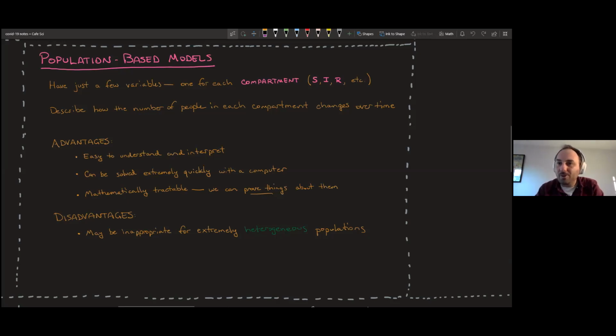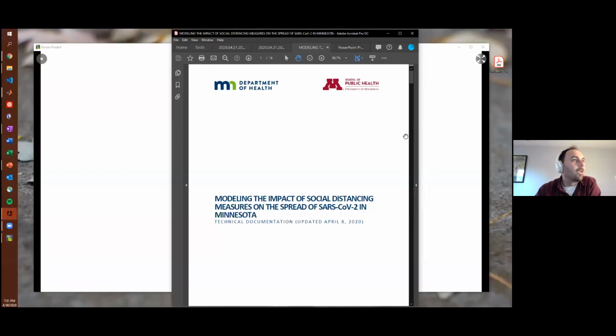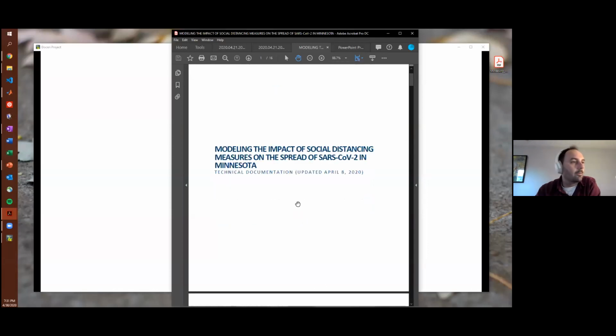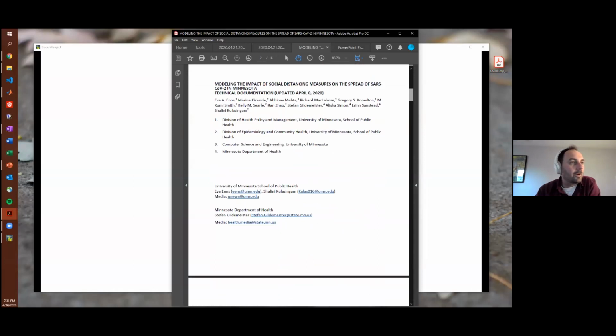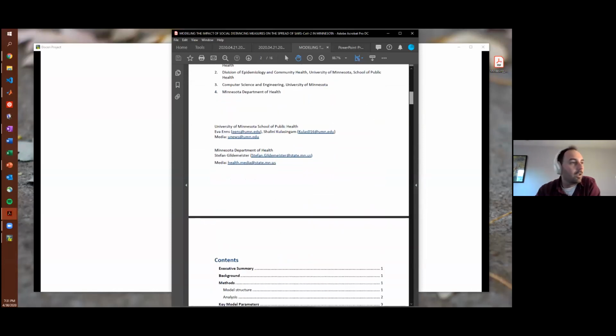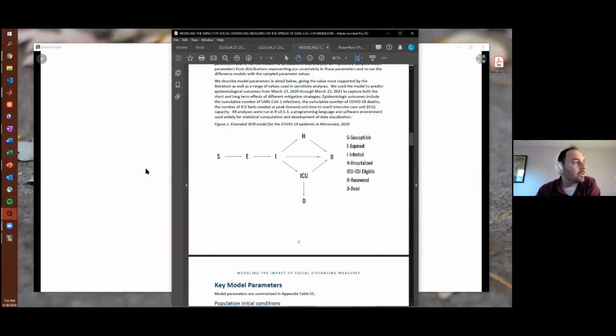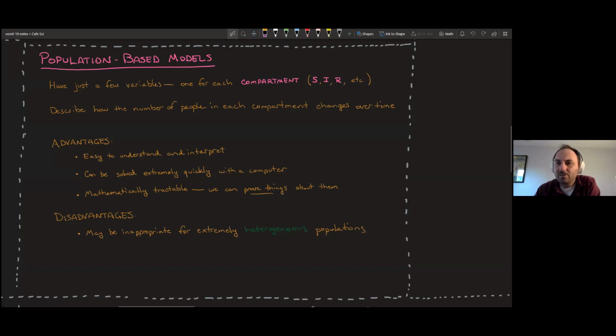Let's see, so we have another question. The question is, in Minnesota, are we using multi-modeling approaches? To be honest with you, I don't know. I don't know exactly how the governor and the Department of Public Health are making their decisions. I do know, so I can show you this paper, that the Minnesota Department of Public Health and the U of M School of Public Health are partnering on one particular model, which is very much like what I've just showed you. I don't know if they're using anything else. We'll come back to this picture in a minute in particular. I'm sorry, I don't have a better answer for you.